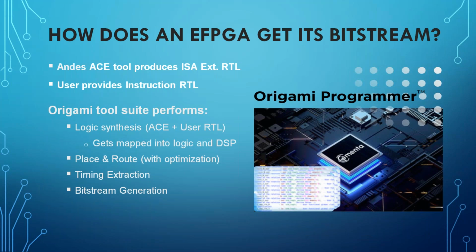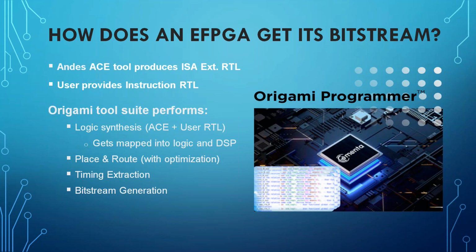Okay, so how does an eFPGA get its bit stream? So Andy's ACE tool produces the RTL and an interface for that. And then also the user will provide instruction RTL that actually implements that instruction that they require to use. The Origami tool will perform logic synthesis, and it'll take in the ACE and the user RTL, and they get mapped into logic and DSP along with memory.